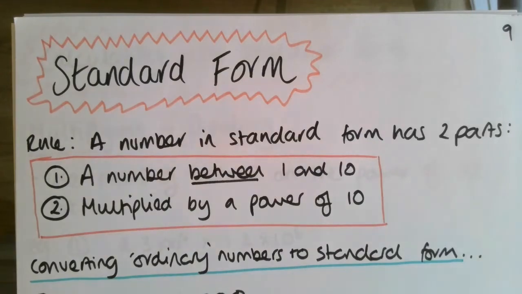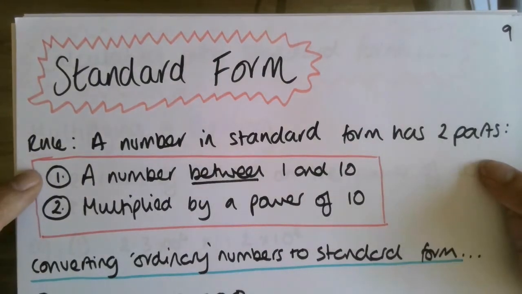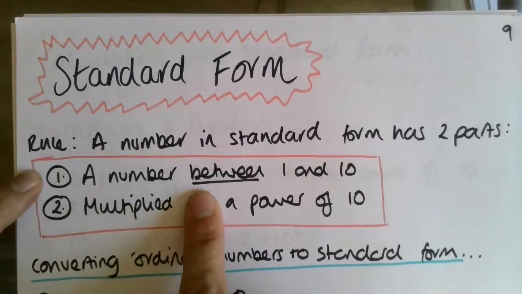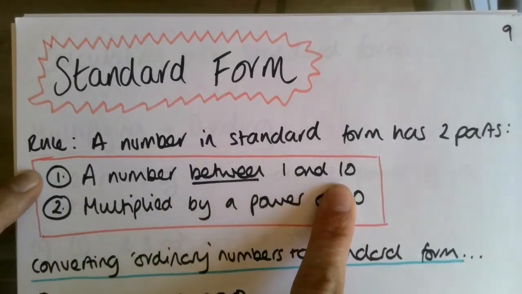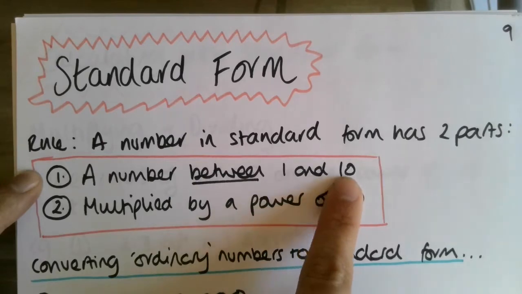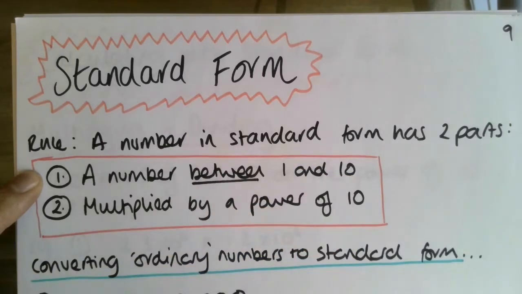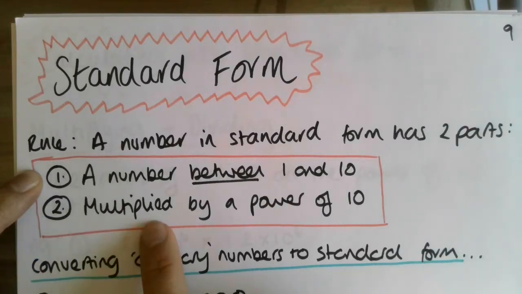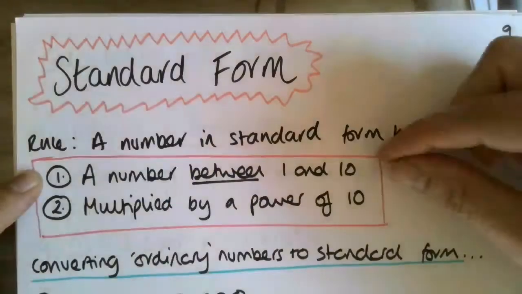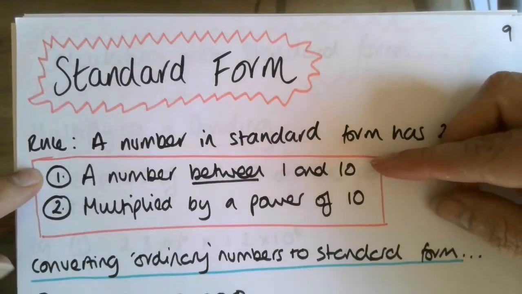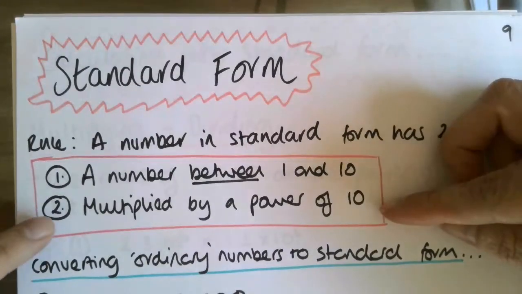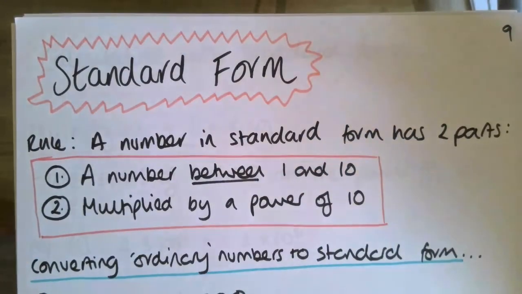Anyway, if a number is written in standard form, it's got two parts. The first part is a number that's between 1 and 10, but it cannot be 10, right? And it also then is being multiplied by a power of 10. So you've got a number between 1 and 10, like 2.4, multiplied by a power of 10, so 2.4 times 10 to the 8 or whatever it is.